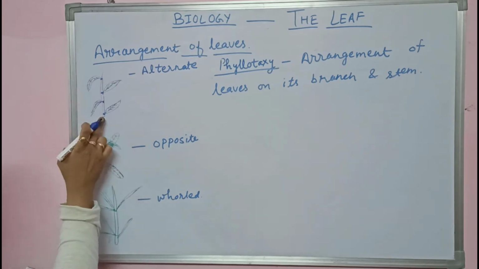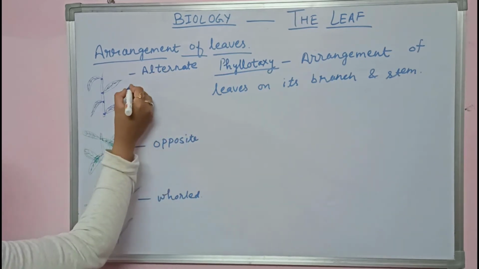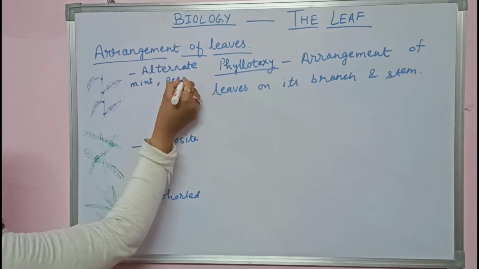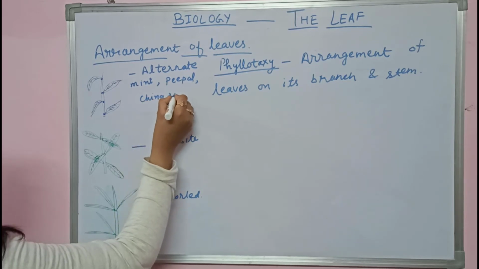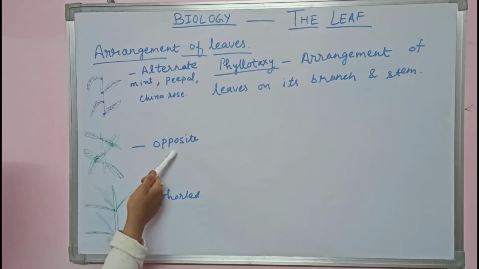This type of phyllotaxy, alternate phyllotaxy, you will find in plants like mint, peepal and China rose. When you watch these plants, you will see this type of arrangement of leaves on the branch.